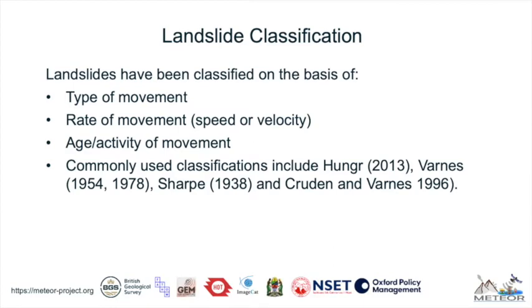Classification schemes help us to use a common language to be able to effectively communicate the process we are referring to. It provides internationally recognised terminology. Landslides can be classified by the type of movement, the rate of movement, so speed or velocity, and the age or activity of movement. And this diversity of classification reflects the diversity of processes that we saw in the previous block diagram. There are a number of classification schemes in the literature, including Varnes, Hungr, and Sharpe, and they are all subtly different. Hungr recently built on the commonly used Varnes definition scheme.